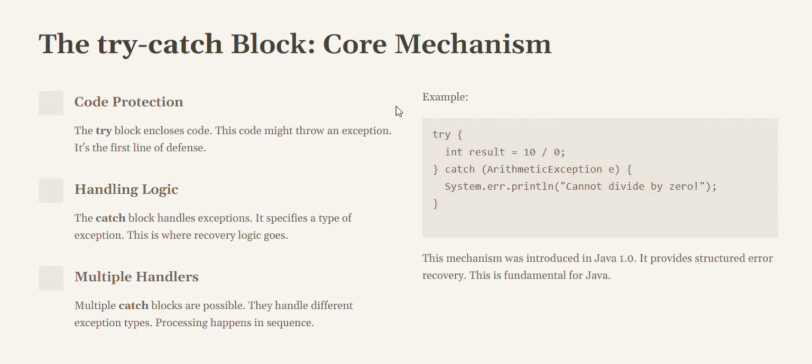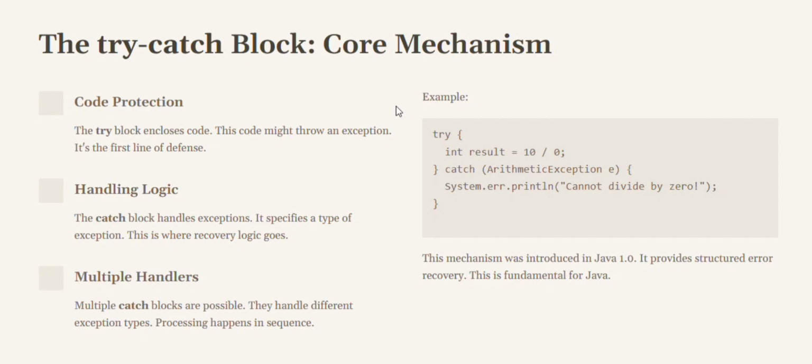So how do we handle this? The handling logic, which is the catch block, handles exceptions. It specifies a type of exception. This is where recovery logic goes. In the catch block we handle all the exceptions. Multiple catch blocks are possible. They handle different exception types. Processing happens in sequence.